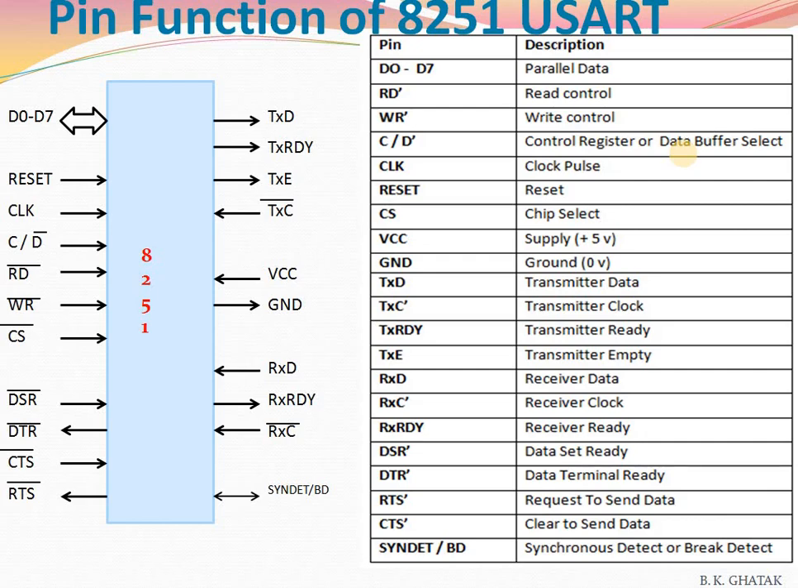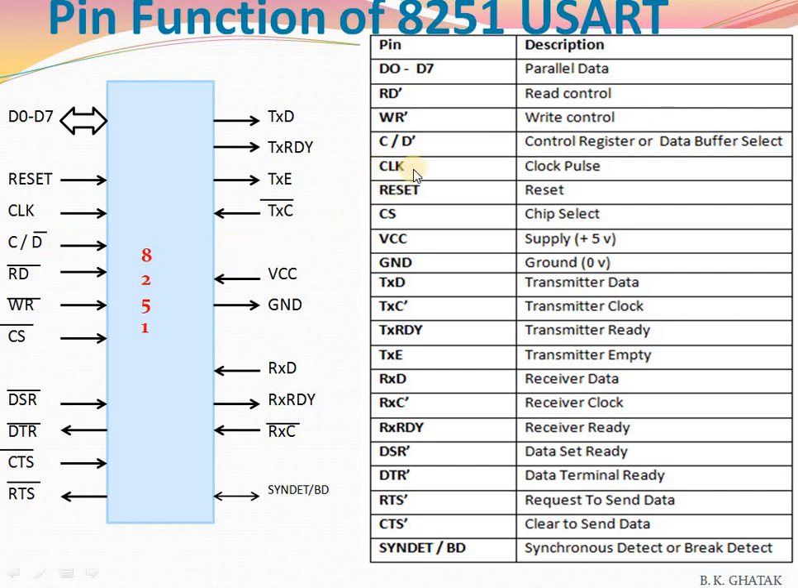If this pin is high, that is if this pin is equal to 1, then a control or status signal is on the bus, and if this signal is equal to 0, then we can say that data is on the bus. Clear?